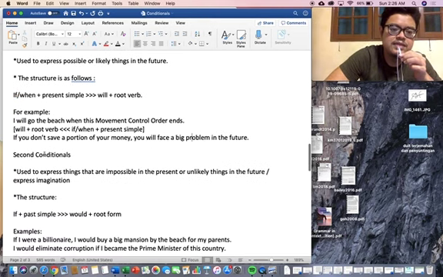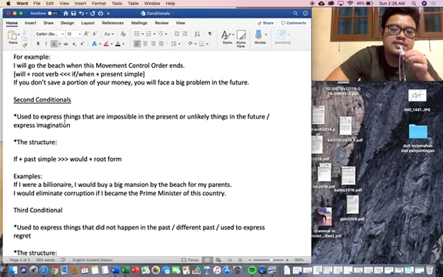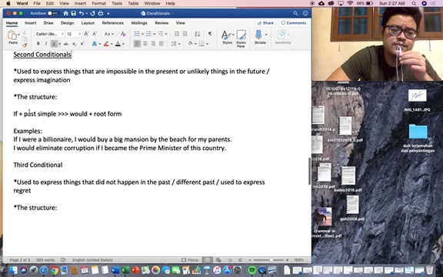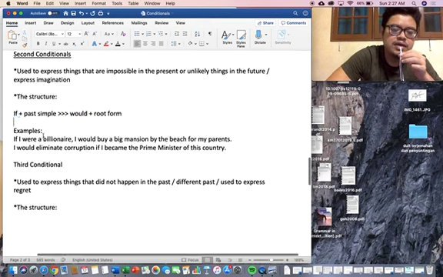Okay, now let's look at the second conditional. So we use it to express things that are impossible in the present or unlikely things in the future. In other words, we use it usually to express imagination. So this one, you have to pay attention. We have to put the condition in the past simple, and the consequence or the result, we put it in would plus root form. So here are the examples.